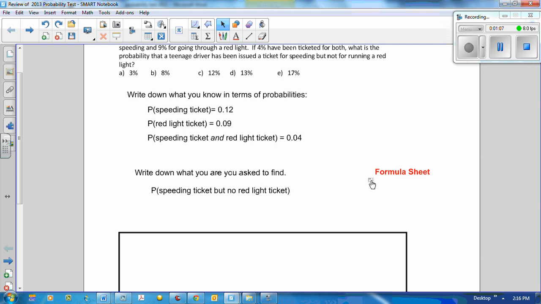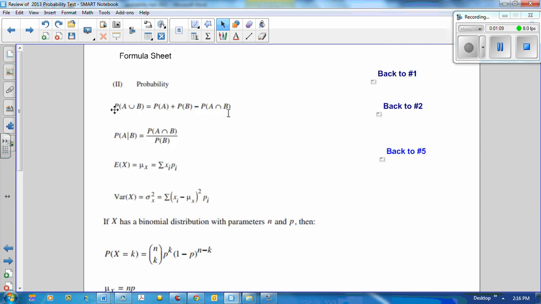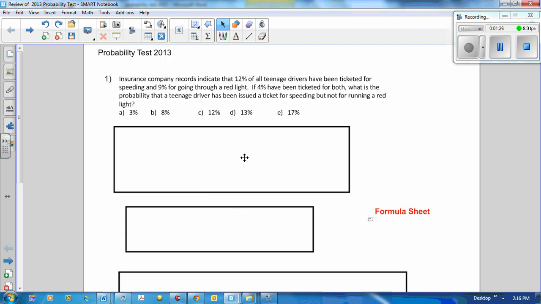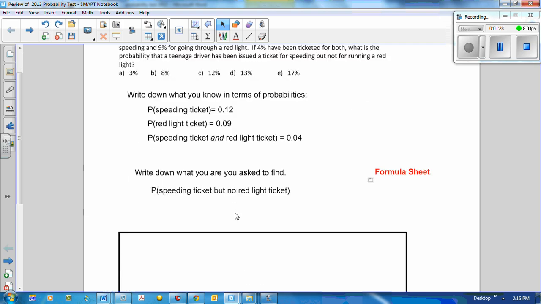Let's go back to our formula sheet. Well, we know that we have a formula for the probability of A or B. We know we have a formula for the probability of A given B. We know that we can rearrange any of these formulas to find the probability of A and B, but none of them seem to fit our ticket. Okay, so let's go back to what we have.